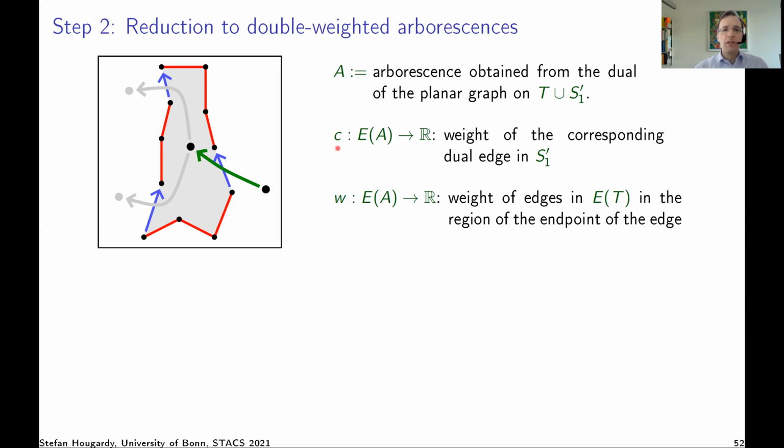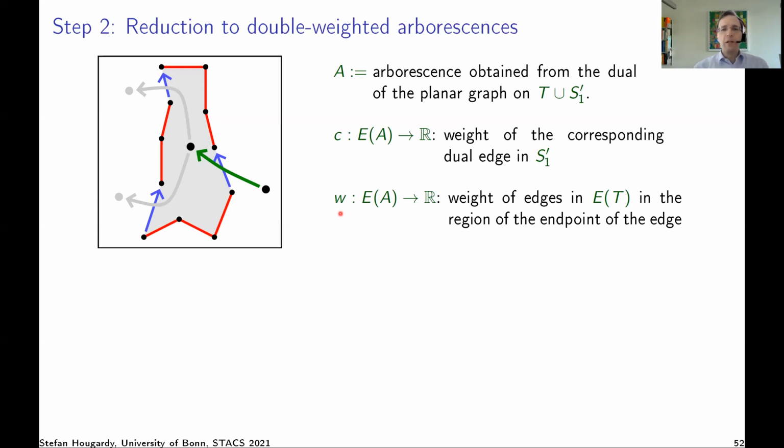If we consider the total C weight of all the edges in our arborescence, this just corresponds to the total weight of the set S1 prime. So these are simply all the blue edges in our example. And the total weight W of this arborescence then corresponds to the total weight of all the red edges, which is the total weight of an optimum solution.